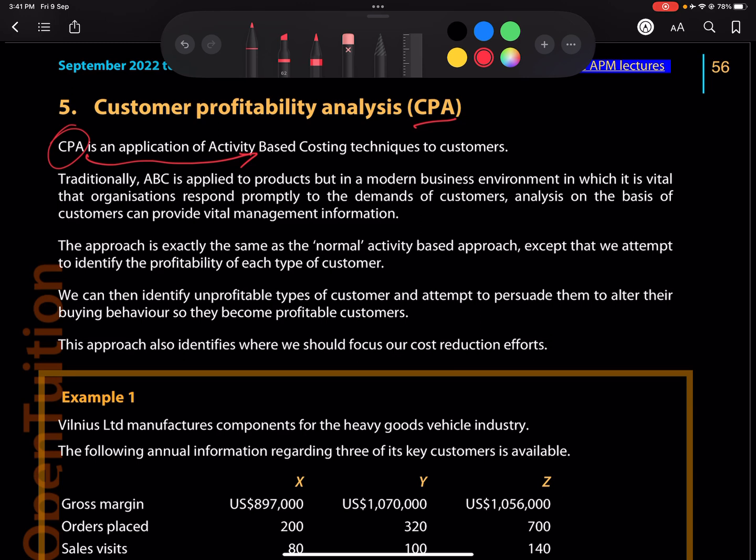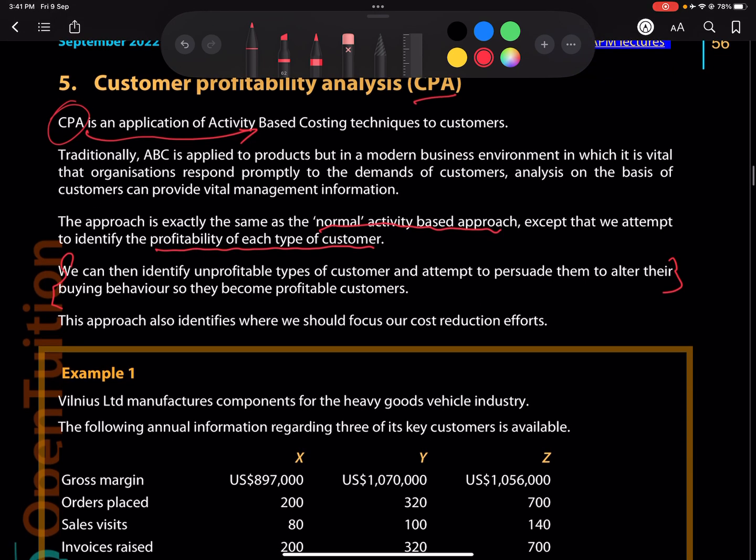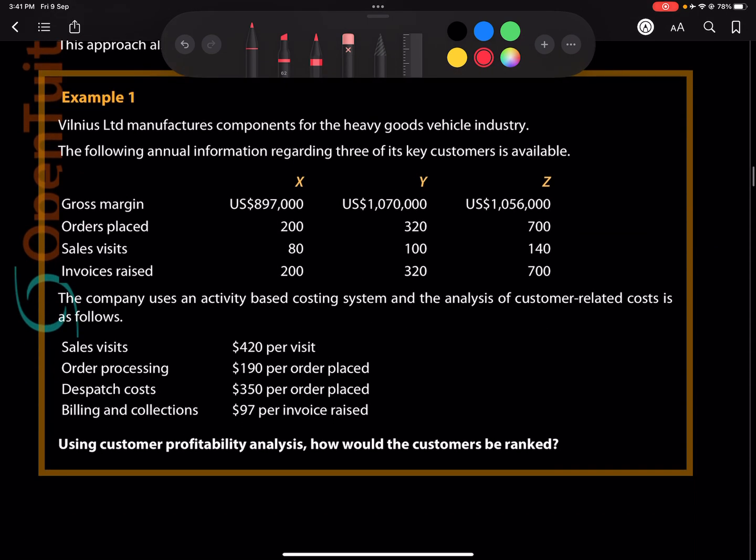So the approach is exactly the same as the normal activity-based approach. We aim to identify the profitability of each type of customer. We can then identify unprofitable types of customer and attempt to persuade them to alter their behavior, or we could even charge them extra. This helps to identify where we should focus our cost reduction effort. It can be done in a number of ways.